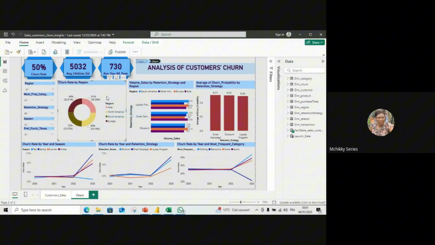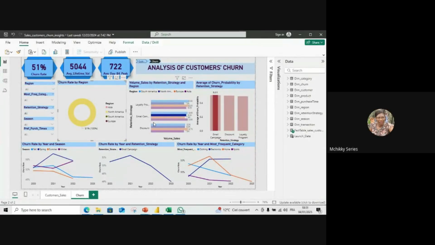Then when you look at the retention strategies, they have a loyalty program, email campaign, and discount. It was better in some regions. Like the loyalty program worked very well. It retained a lot of customers in South America. Email campaign retained a lot of customers in Asia, while discount retained a lot of customers in Europe.